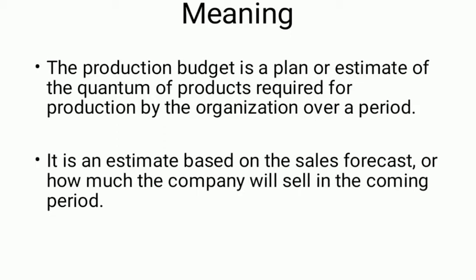And the production budget will be based on the sales forecast, meaning how many products are to be sold. If you know the sales, then only can you go for producing the products, based on the sales forecast of what you have to sell in the future. Based on that, the company will prepare the production budget. So the production budget is entirely dependent on the sales budget.